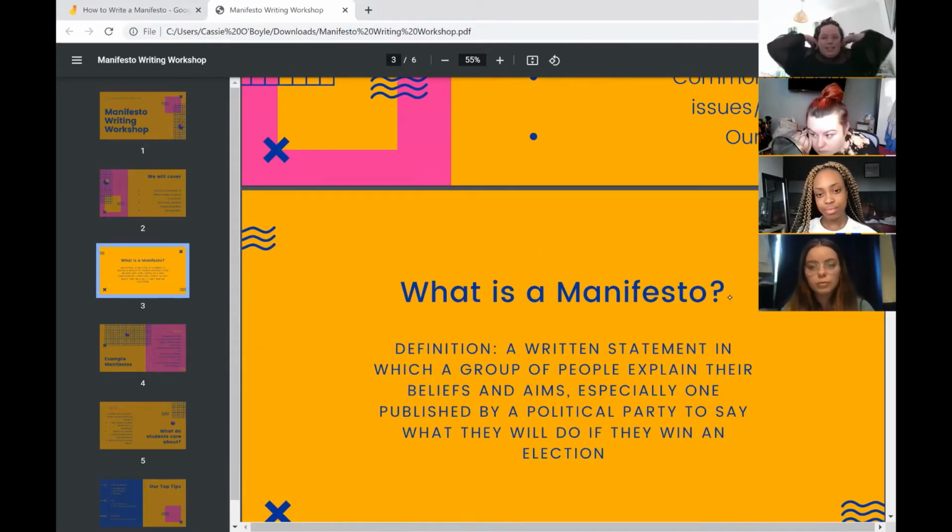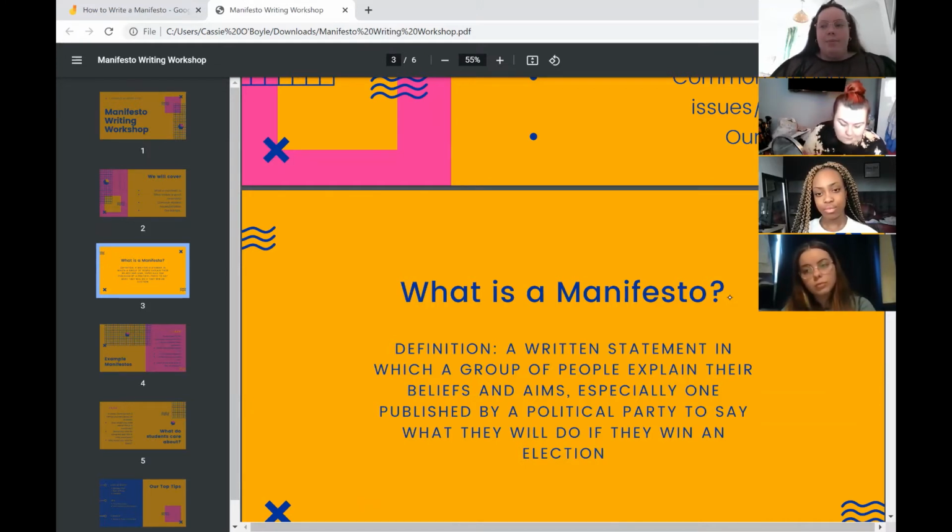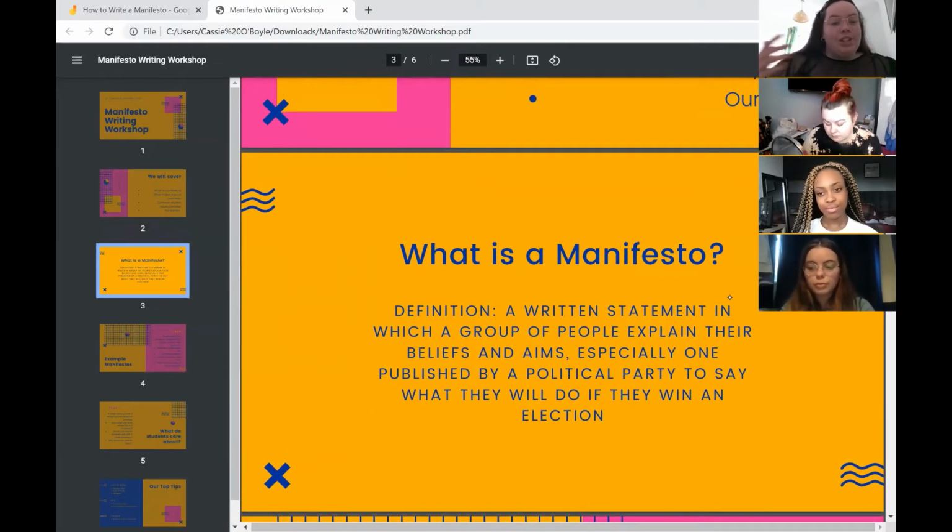So the first thing is, what actually is a manifesto? This is the dictionary definition, which is that it's a written statement in which a group of people explain their beliefs and aims. They're usually published by political parties, so you probably know of manifestos in terms of the voting system, but obviously lots of other places use them, and one of those places is student unions in our own elections.